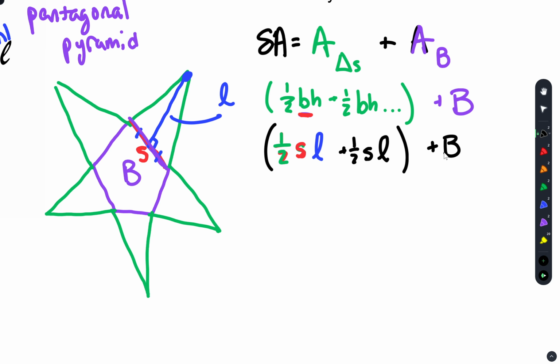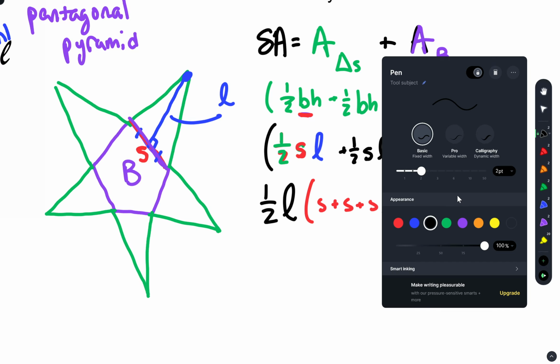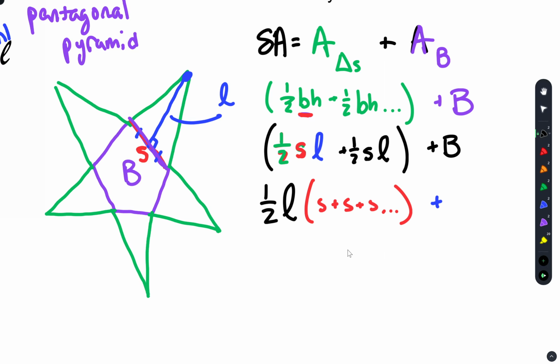Okay, good. And now, here's where some little woo-woo algebra comes in. I'm going to take out a GCF of 1/2 L. Follow me here. Which leaves me with just S plus S plus S plus S until I do all the sides. Stay with me. Follow. Okay.